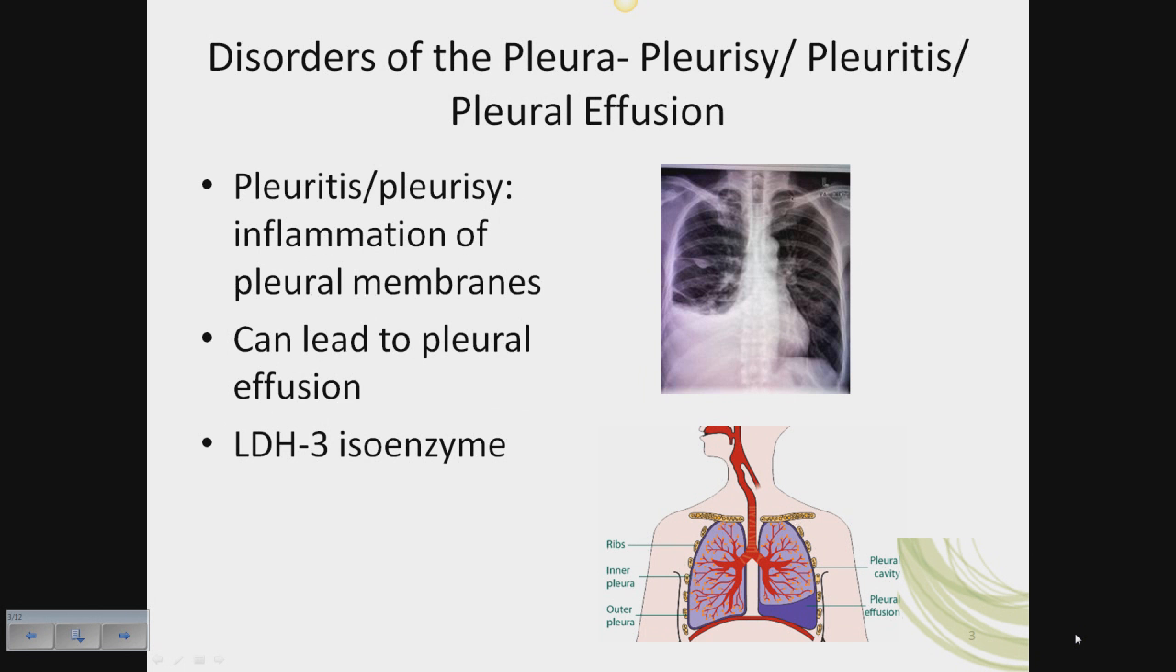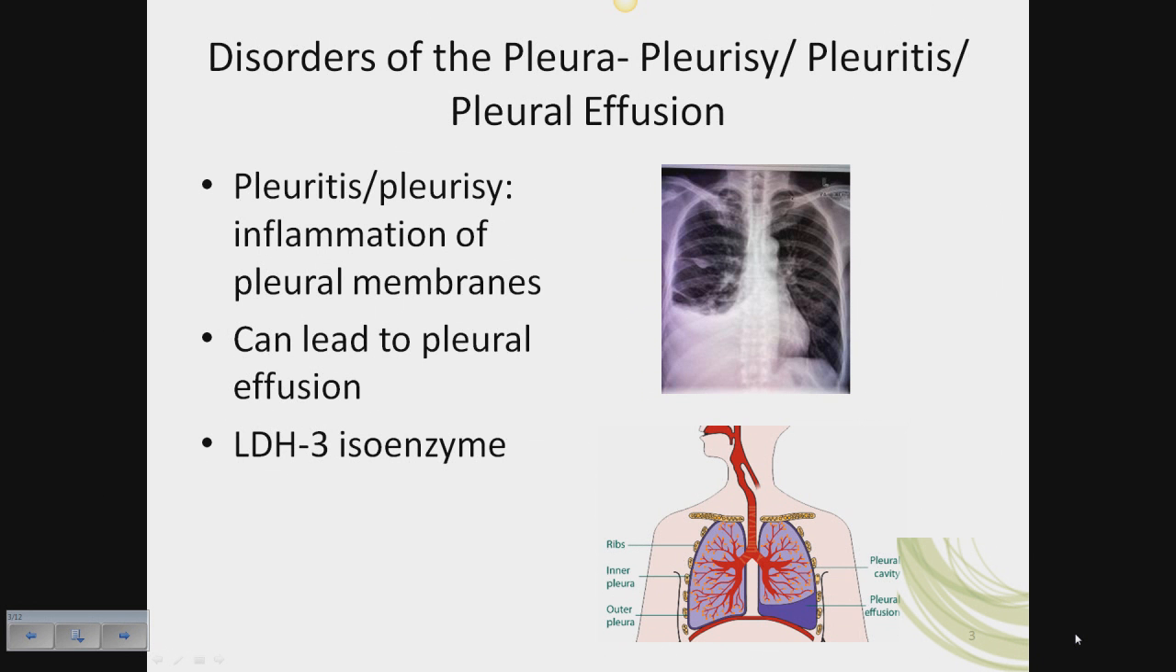And how do you set these up? What's the technique to monitor LDH3? Gel electrophoresis, of course, just like what we used in our serum protein electrophoresis. So if you saw an accumulation of LDH3, then that's your diagnostic tool. But that takes a while.